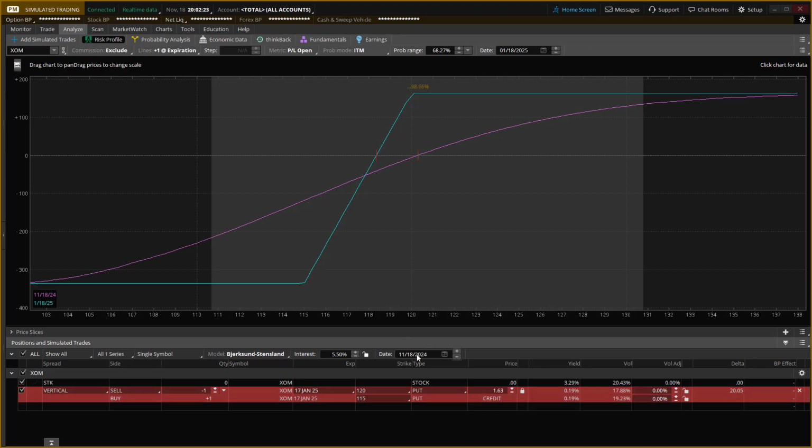Where the debit spread is going to have the potential to always make, hopefully, more than you could potentially lose to your stop loss.